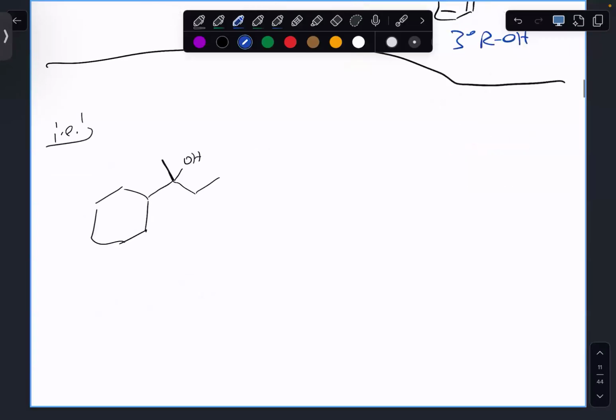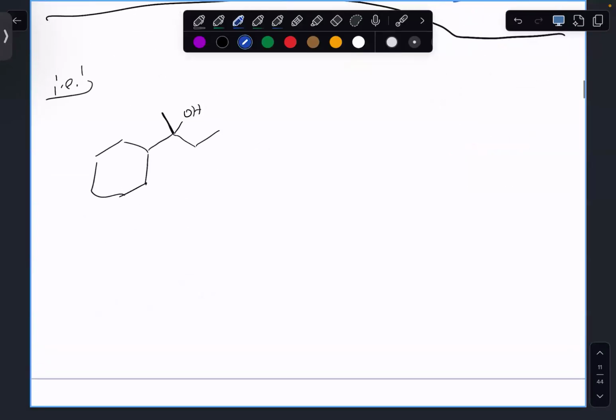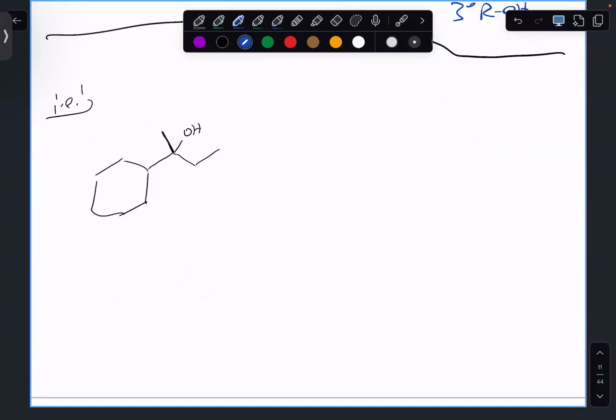Okay. One last example before we move on. Could you come up with a way of making this alcohol? Now, by the way, what kind of alcohol is this? Is this a primary, secondary, or tertiary alcohol? It's tertiary, so that tells you what your electrophile has to be. Your electrophile here is going to have to be a ketone. And I think there are three possibilities here.